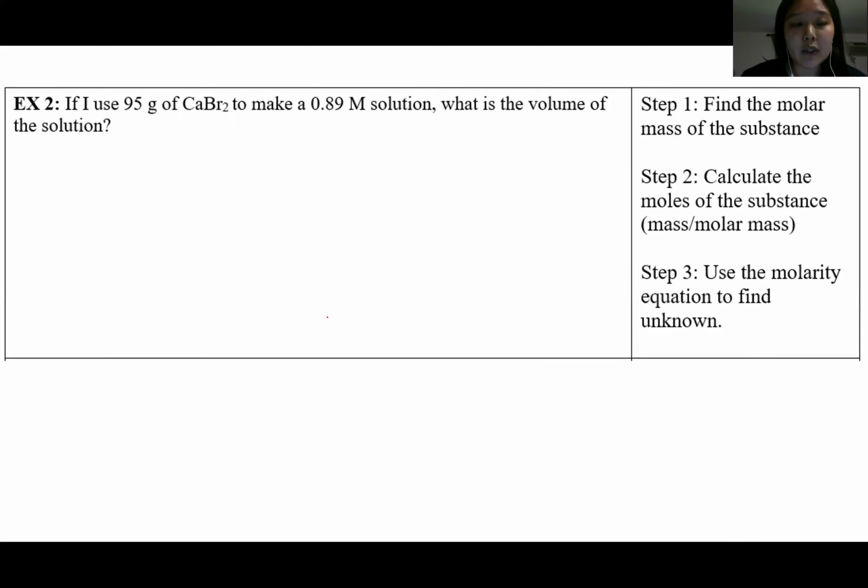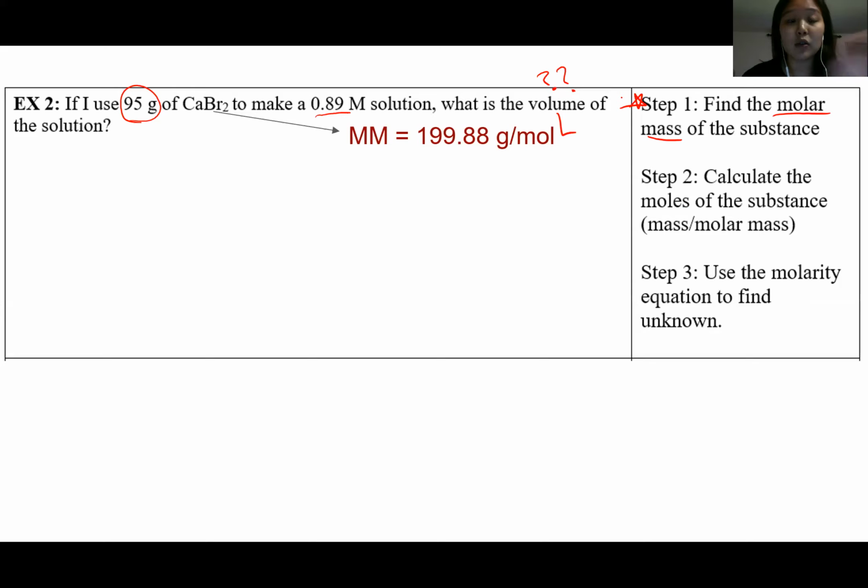Example two, if I use 95 grams of calcium bromide, CaBr2, to make a 0.89 molar solution, what is the volume? So we are looking for volume of the solution. All right, so we're given 95 grams. As soon as you see the word grams, you should think, I need to figure out the molar mass. So I'm going to look up calcium and bromine and add them up. Bromine, you have to multiply by 2 because there's 2 of them. And I get 199.88 grams per mole.